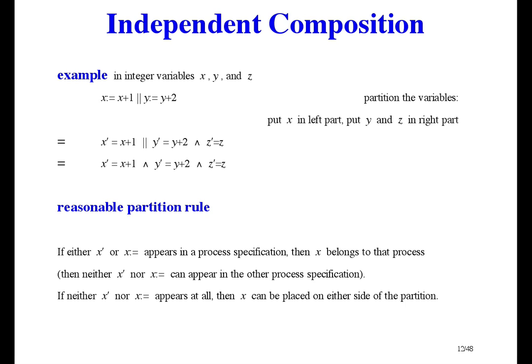If either x prime or x colon equals appears in one process specification and not in the other one, then x belongs to that process. If neither x prime nor x colon equals appears at all, then x can be placed on either side of the partition.